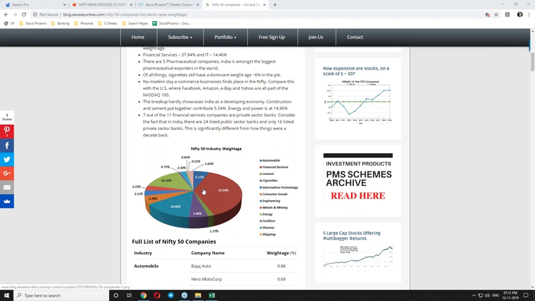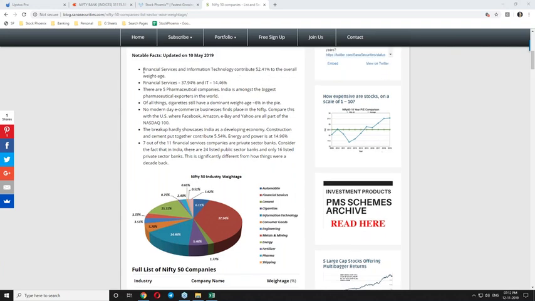Okay, let the company hold anything. Let HDFC be 10% or 20% or 30%. What is the use of that? So we need to understand what is the contribution of which company, because that will give an impact on Nifty movement. That is what we are trying to understand now. So financial services and information technology contribute 52%.